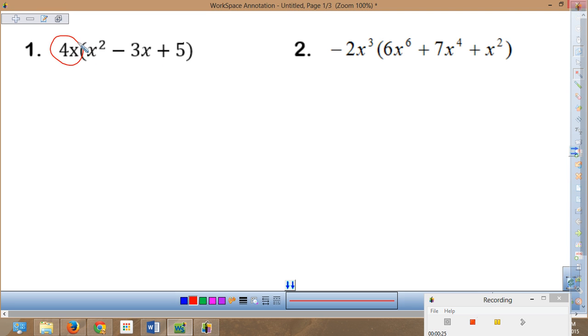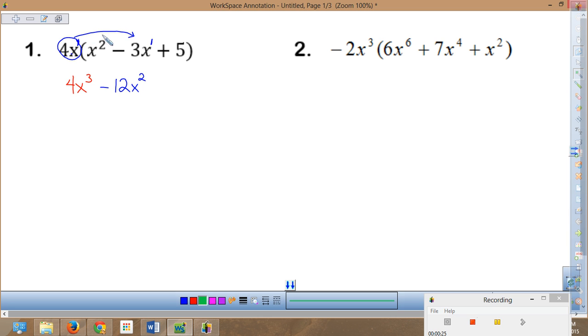So take this 4x, I'm going to multiply it to the x squared. 4 times the understood 1 is 4. There's 1x here and 2x's here, which makes 3x's. We're then going to take the 4x and multiply it to the negative 3x. 4 times negative 3 is negative 12. There's 1x here and 1x here.